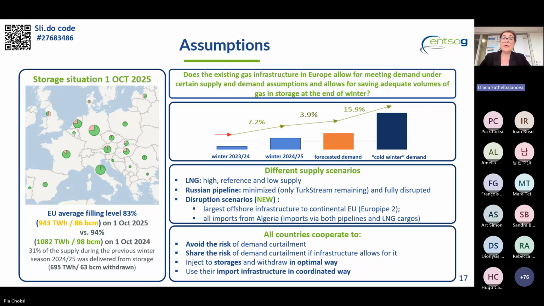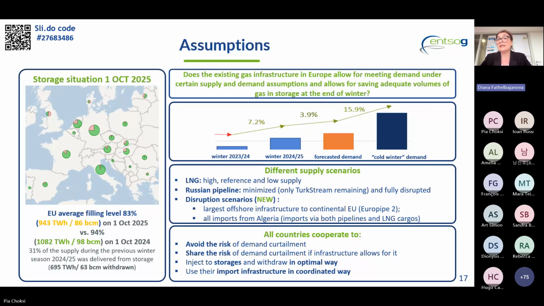And as you can see from the graph, those values are quite close to the demand we saw last winter. And if we compare last winter's demand with the winter 2023, we can see that it was about 7% higher. And actually, it's important to highlight that the last winter wasn't cold. It just wasn't as mild as the winter we had in 2023.